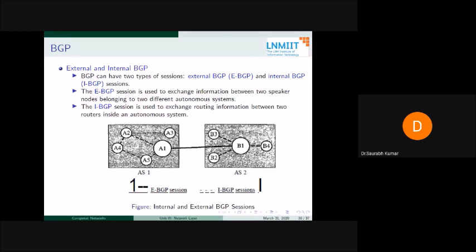An internal BGP session is there when there is an exchange of routing information between two routers which are lying inside an autonomous system. Okay, this is very plainly clear to all of you. So with this, we are basically completing our routing protocol topic and unit 3 as well. As of now, is there any doubt?